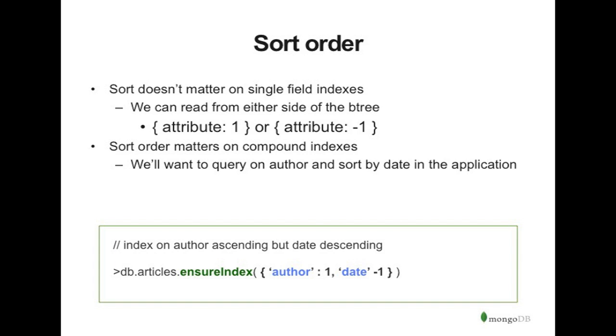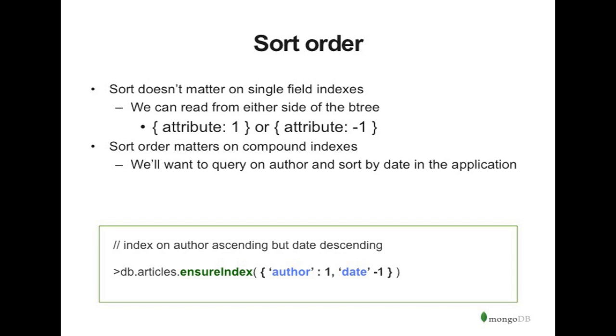So in terms of sort order, indexes can support sort order. In a single field index, the sort doesn't matter. You can create ascending or descending, and MongoDB has the ability to traverse an index in the forward or reverse direction. But sort order does matter in compound indexes.